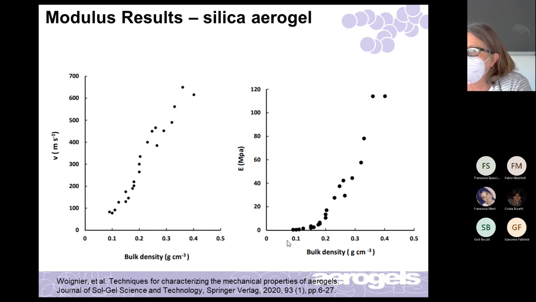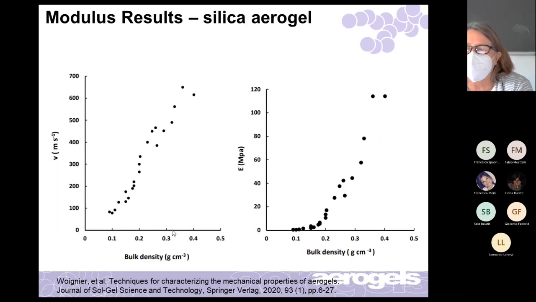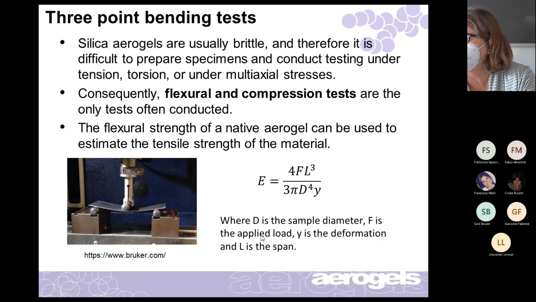Again, it's linear for the density, but exponential for the modulus, because it's got the velocity squared. Yeah. And so these are very low. Again, this is sort of where you are with the kind of silica aerogels we make. They're down here.